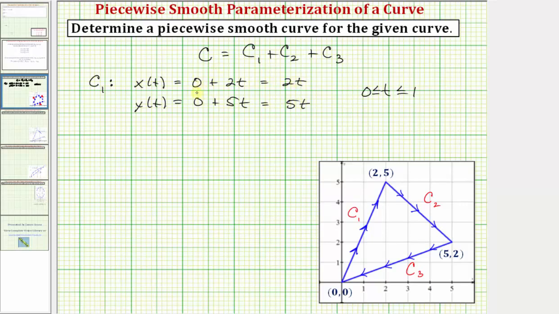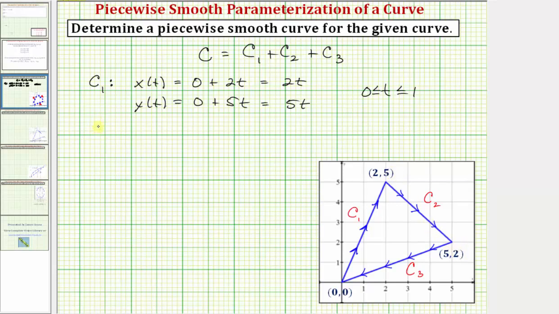But the reason I included the 0 here is because notice how these were the starting coordinates of this point here, (0, 0). Now let's focus on curve C sub 2, which goes from the point (2, 5) to the point (5, 2) along this segment here. So notice how the x-coordinate starts at 2 and increases by 3 to a value of 5, and the y-coordinate starts at a value of 5 and decreases by 3 to a value of 2.